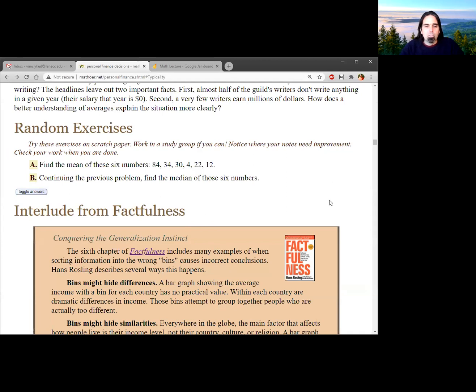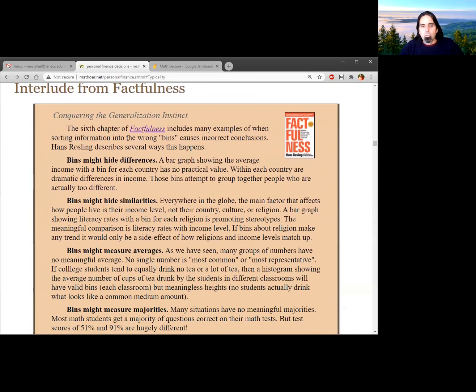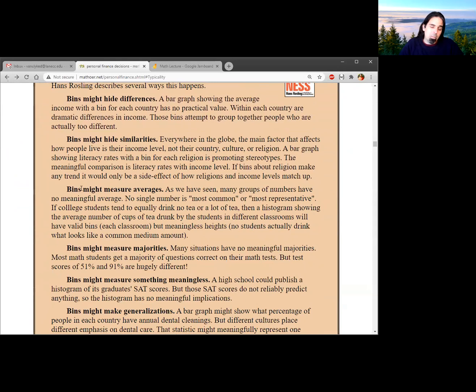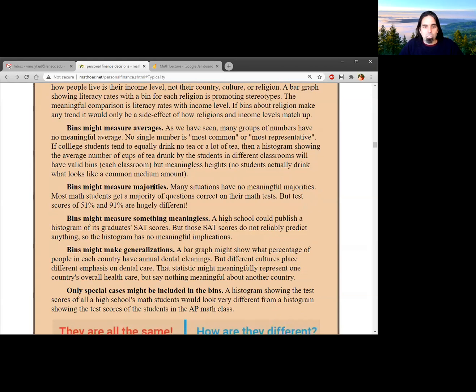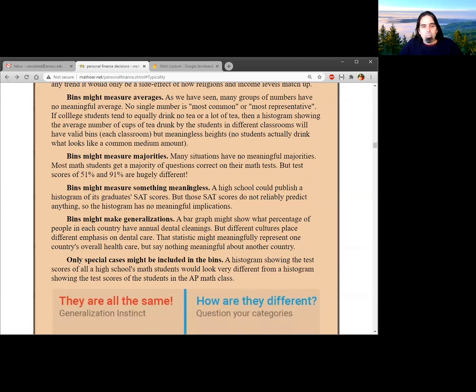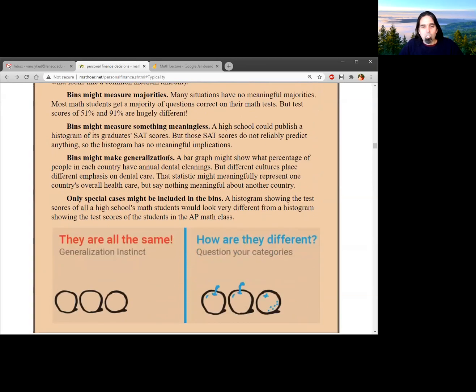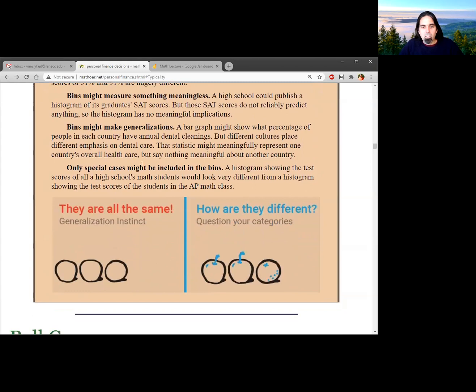So if you have the Factfulness books, in chapter 6 he talks about why histograms can cause problems, why using the wrong bins when you sort information can cause you to get the wrong conclusions. Bins might hide differences or similarities. Maybe the bins themselves measure averages, and the averages were not meaningful to start with because the standard deviation was too high. Maybe the bins only count majorities. Maybe the bins measure something meaningless. Maybe the bins are making generalizations, or maybe only special cases are being included.